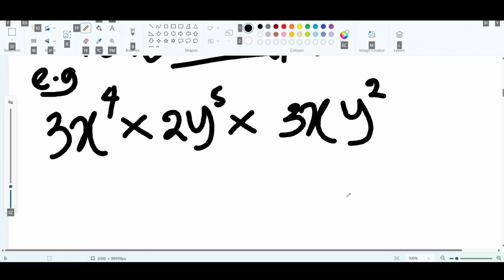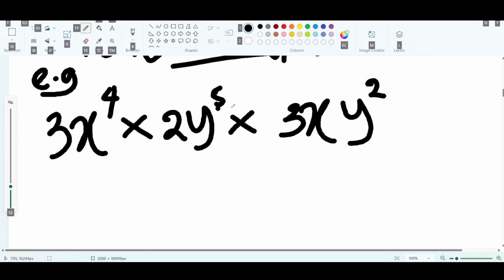Okay, looking at this example, we'll see that there are two bases in this multiplication. We see that there is x, which is raised to power 4 here. x is also raised to power 1 here. Then this one and this one, they are also bases, but these are coefficients. 3 is a coefficient, 2 is a coefficient, and 3 is a coefficient. So the ones that are coefficients, we simply multiply them out, because the law does not affect them.